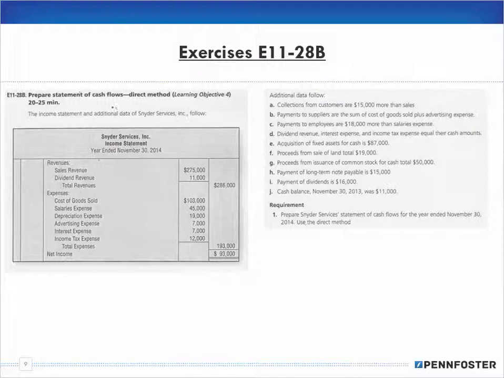So with that said, it says the income statement and additional data for Snyder Services is here, and this is the additional data. We have our income statement, we're familiar with that, and then it says additional data, which is like collection from customers, payments to suppliers, payments to employees, dividend revenue, expense and income tax equal their cash amounts, acquisition of fixed assets, proceeds from the sale, proceeds of insurance, issuance of common stock, payment of long-term note payable, payment of dividends, and the cash balance, right? And then it says prepare the statement using the direct method.